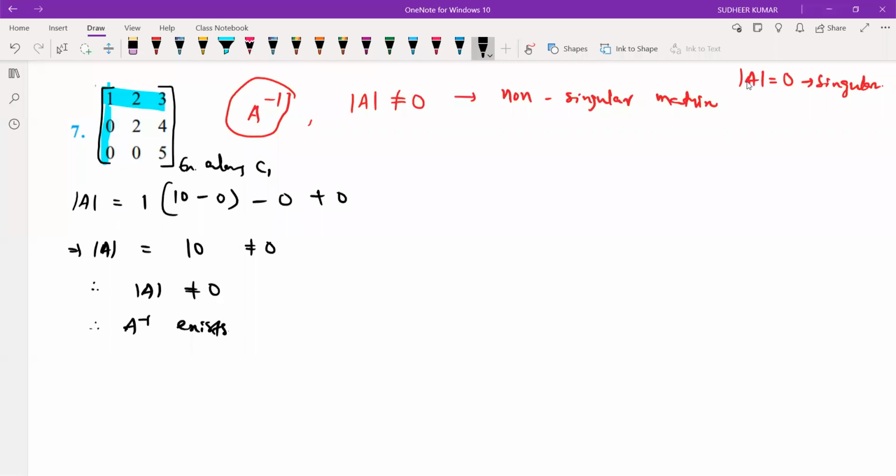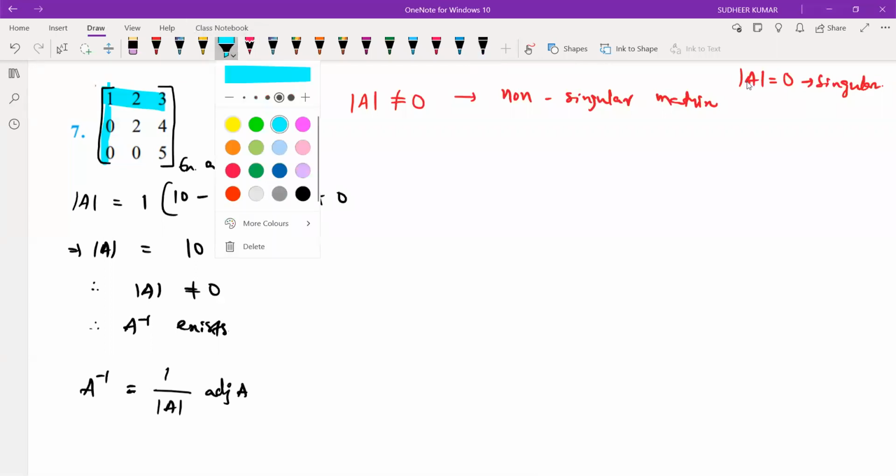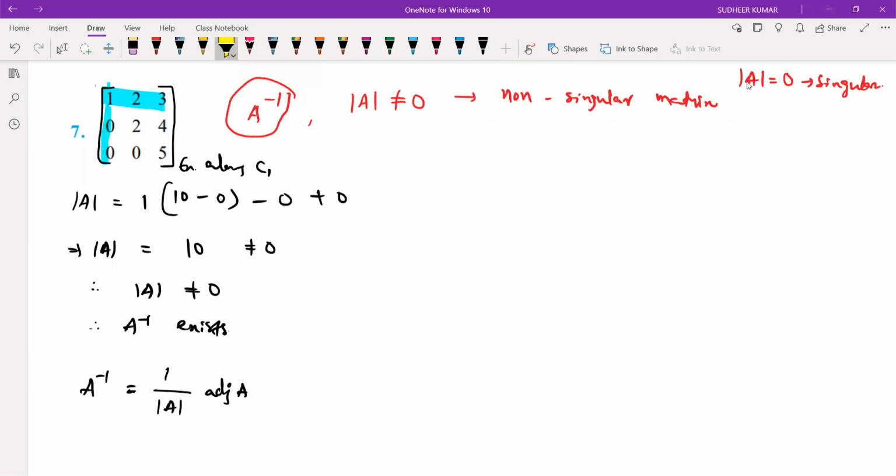How to find A inverse? So A inverse equal to, we have the theorem statements. First, let us complete this. At last, we'll discuss the theorem statements. If we discuss now, you will get confused. So the formula is 1 by det A into adjoint A. Det A we already got. What is the det A value? Yes, sir. 10. So now we have to find adjoint A. So how to find adjoint A?